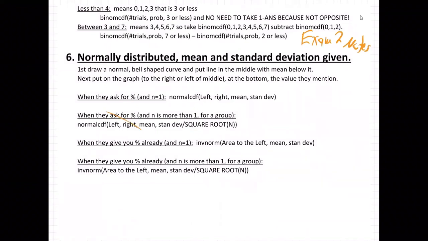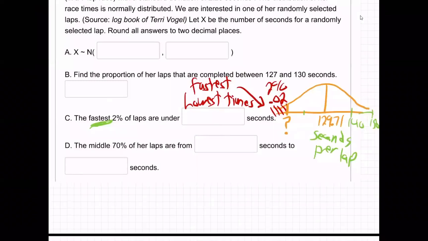Notice when, we don't care about these yet. So when they ask you for a percentage or give you a percentage, well, in this one, they're giving us 2%. So we'll do inverse norm. So let's do that. So on this question, we're going to most certainly do second. This is part C. This is still part C here. I haven't done D yet.